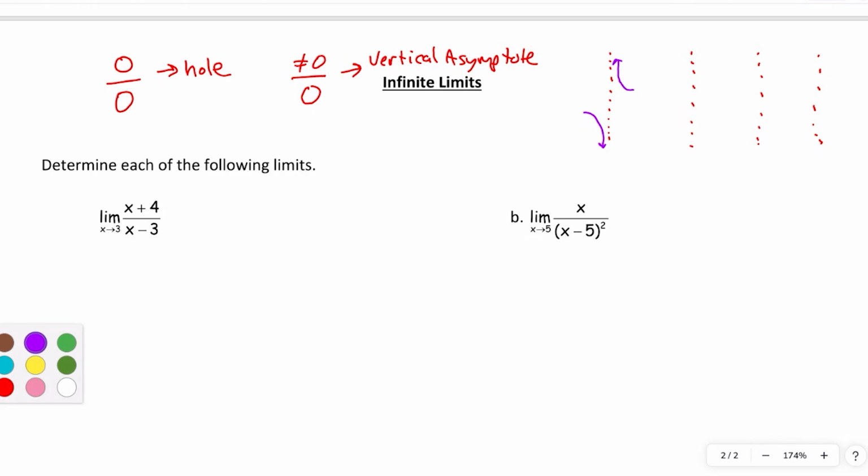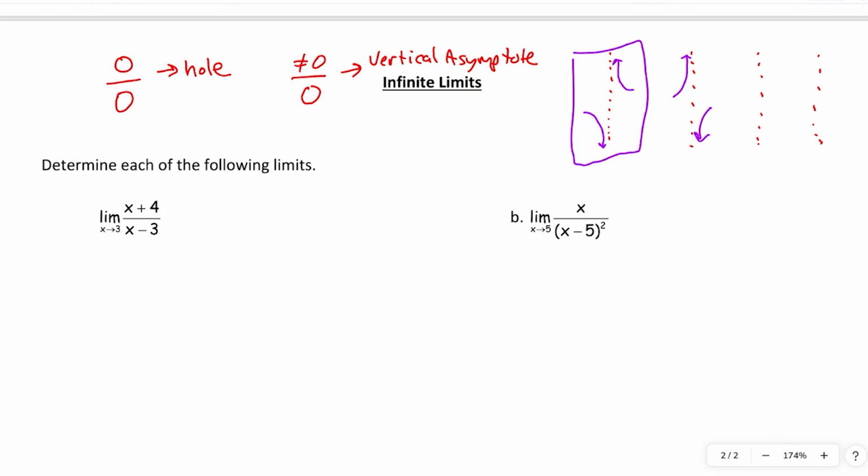So it could do something like that. It could also do something like this. Same kind of idea here. Let's try to redraw that. This is a very similar scenario where you just say the limit does not exist. We're just going up one way, down the other way.